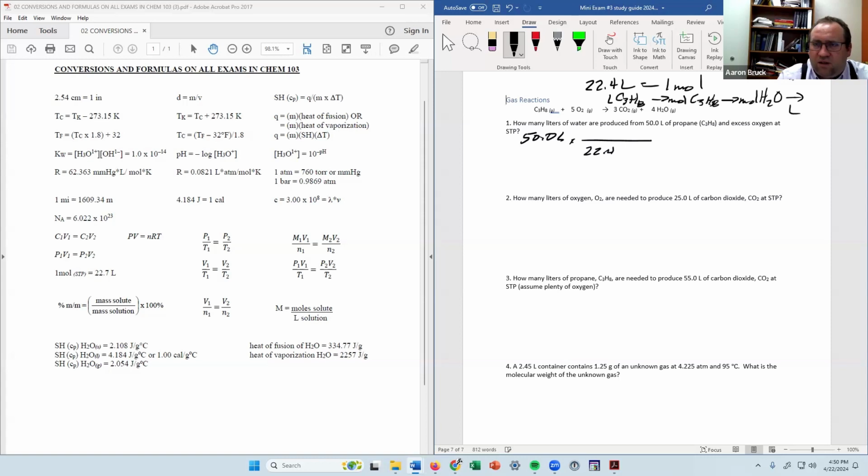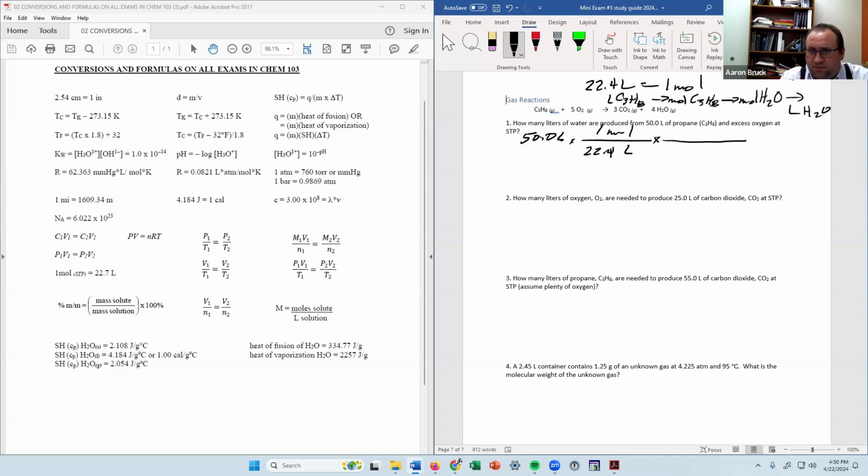And then finally to liters of water, since water is in the vapor phase here. Now, this step right here, this is your basic stoichiometry. I just used the balanced chemical equation. For these conversions between volume and moles for gases, this is where I'm going to use the Avogadro molar relationship, 22.4 liters in every mole.